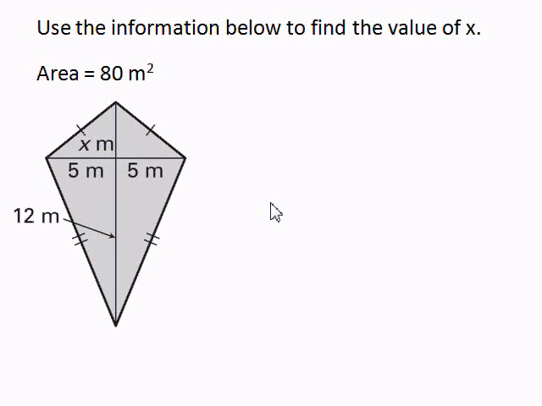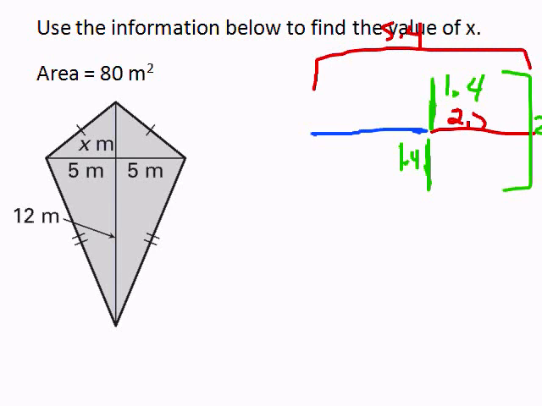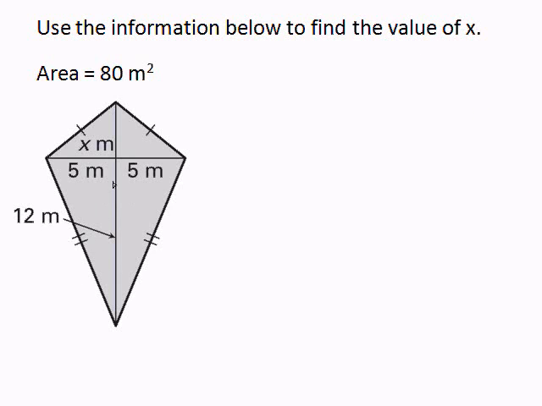So we're going to use some information to find the value of x in this diagram right here. Now, what I don't like about these diagrams sometimes is they don't label very clearly where the x is or where the dimensions are. So let me show you. The 12 clearly is the distance going from here all the way down to here. And the 5s are this distance and this distance. That's what the 5s are pointing to.